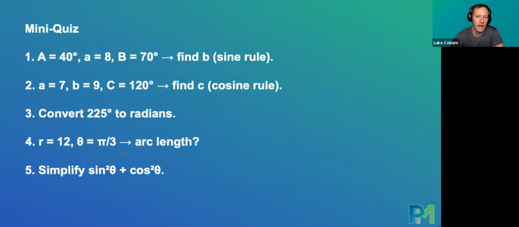Okay, so we just have some other stuff, and I have a little quiz here. So maybe take a moment just to have a look. The first one is to apply the sine rule. The second one is to apply the cosine rule. The next one is to convert 225 degrees to radians. And then the next one is to work out the arc length. And the final one is to simplify cos squared theta plus sine squared theta. Yeah, I think simplify. I guess it's just equal to 1, right? So maybe take a few moments to have a look at them.